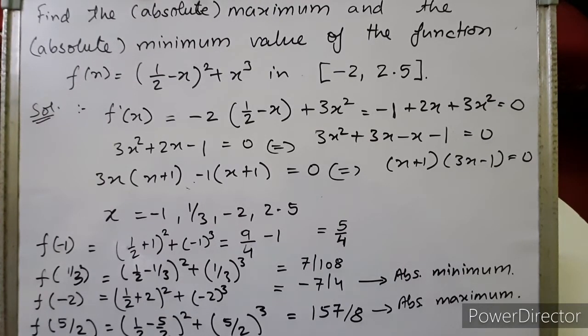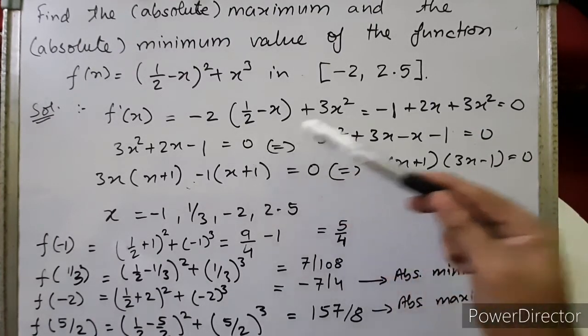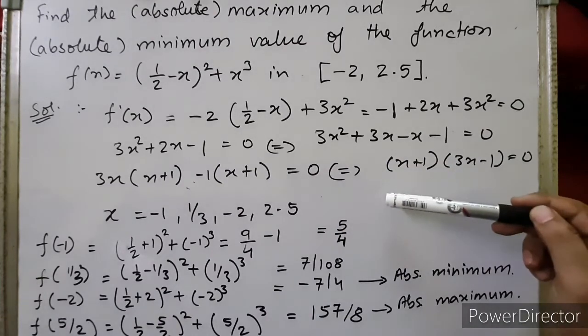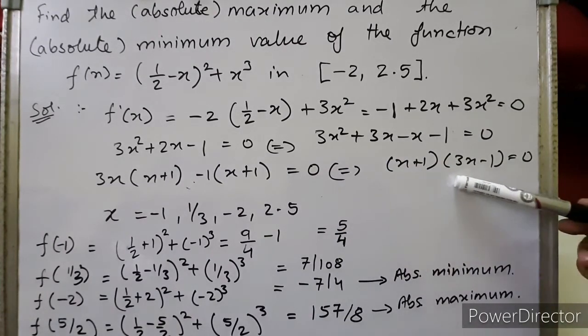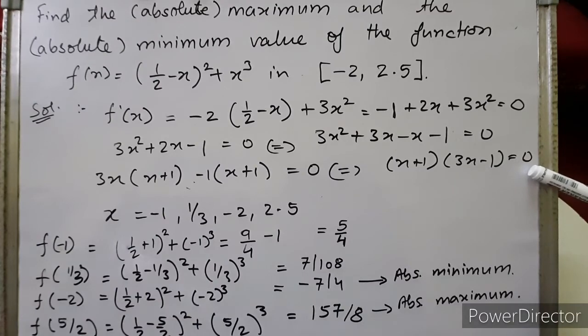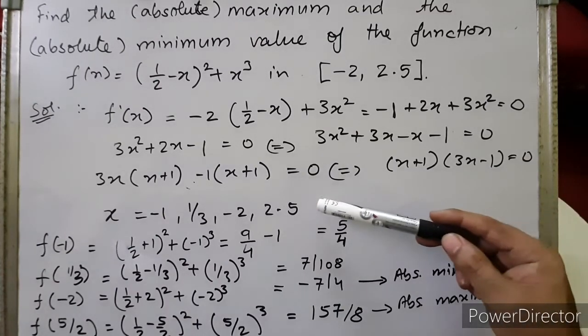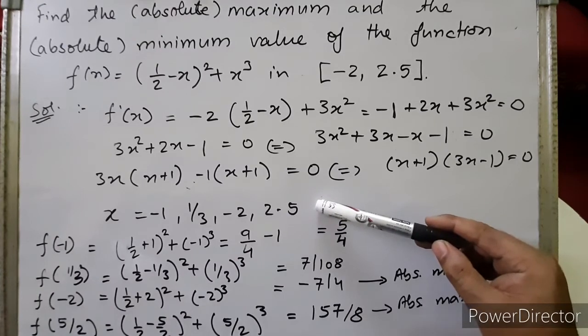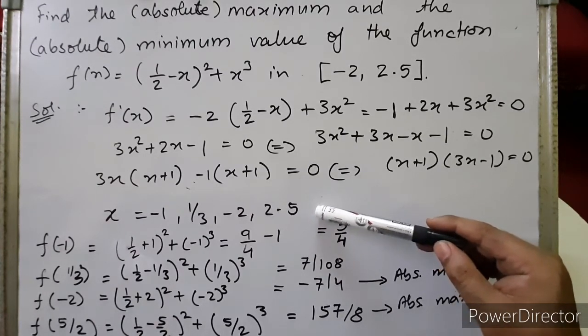Let's calculate first the turning points of the curve. By differentiating the function, we will get f dash x as minus 1 plus 2x plus 3x square. When we equate it to 0 and factorize this quadratic equation, the factors we'll get are (x plus 1) and (3x minus 1) equals to 0. Right. When we equate the values, we'll get x as minus 1, 1 by 3, and the end points minus 2 and 2.5. That means at these 4 points we could be getting a maximum or minimum value.